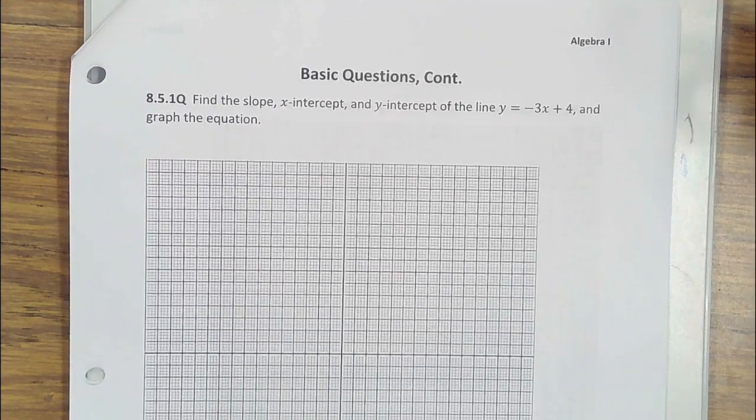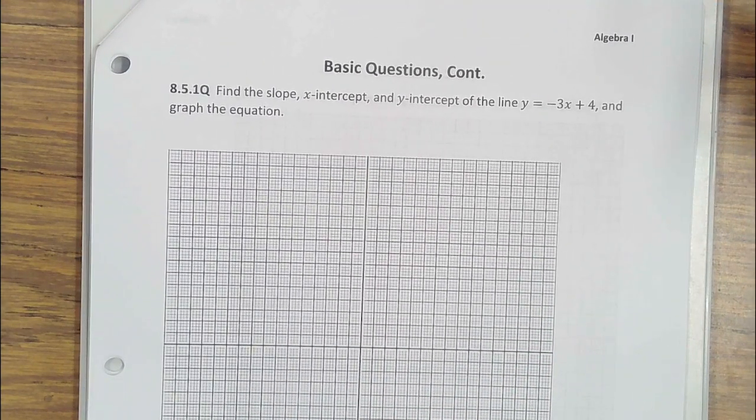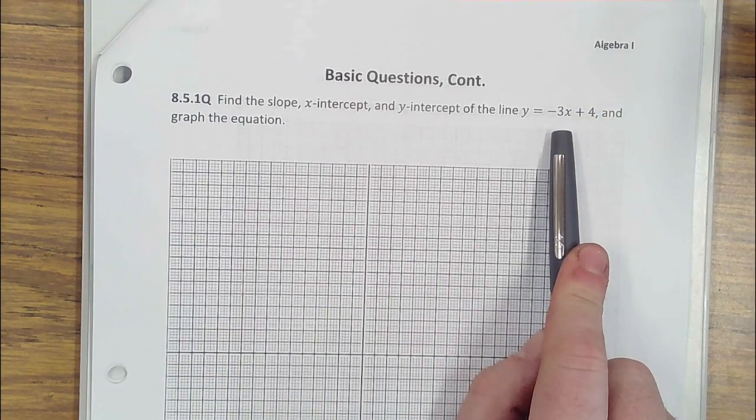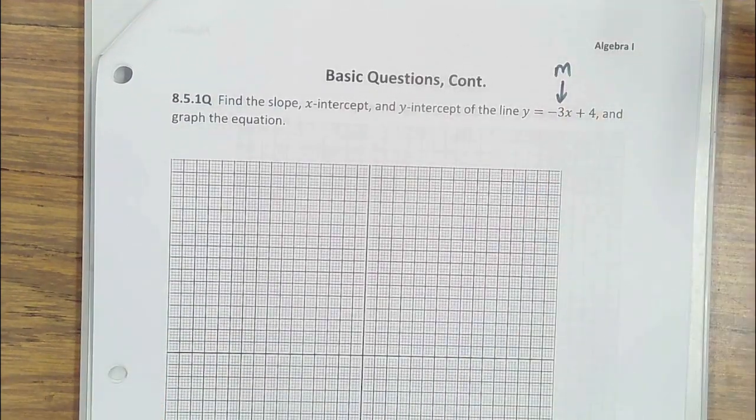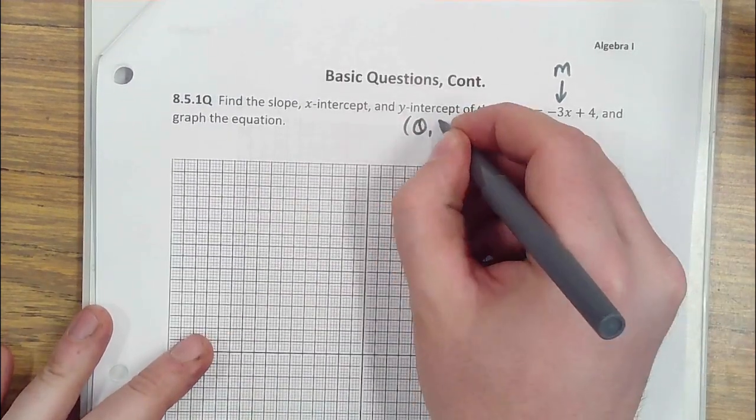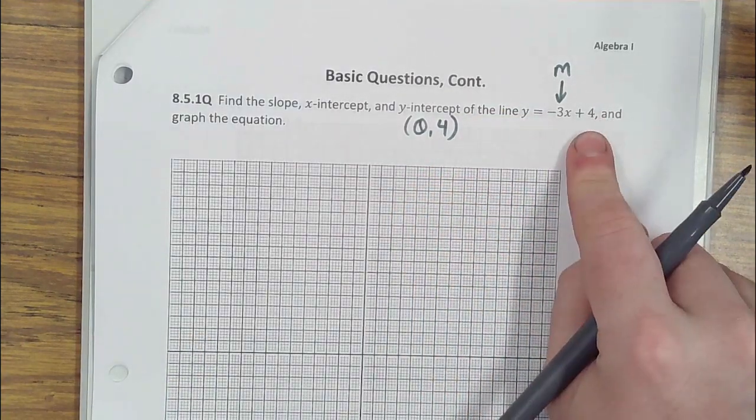Can I interest you in an 851? It says find the slope, x-intercept, and y-intercept. What form is this? So it gives us slope for free. There's our slope, -3. And it also gives us our y-intercept for free. Our y-intercept, when x is 0, y is 4. That's what this is.